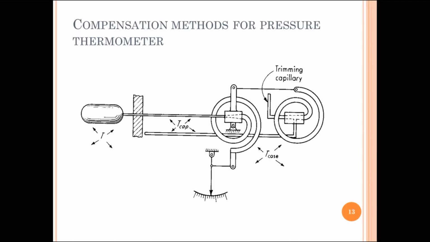Compensation methods for pressure thermometer. Except in vapor pressure type, compensation is required for temperature variations along the capillary and at the pressure sensing device. The motion of the compensating system is due to the interfering effects only and is subtracted from the total motion of the main system, which gives an output depending only on bulb temperature. Note that by trimming the capillary, its length can be adjusted. It is used to change the volume to get accurate compensation.